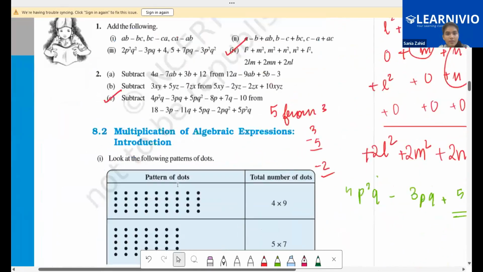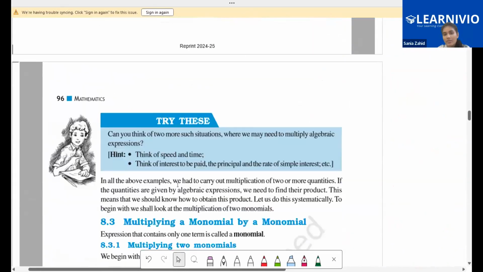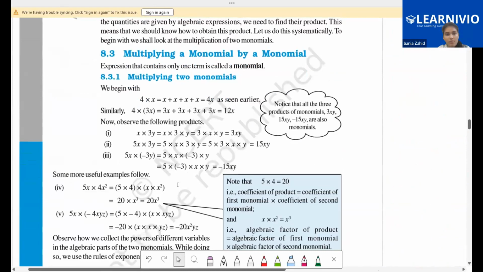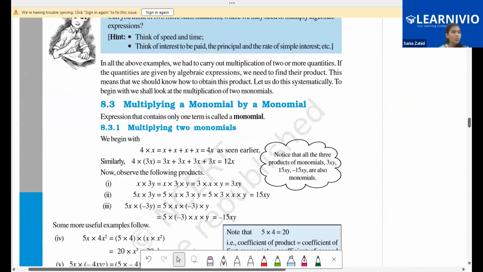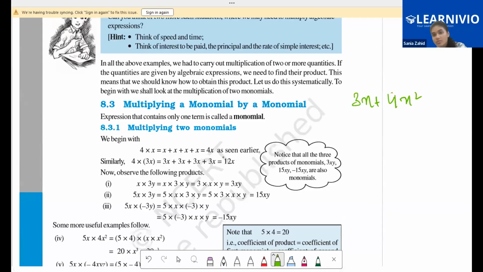Then, multiplication of algebraic expressions. Now, how are we supposed to multiply the expressions? See, the first one is multiplying a monomial with a monomial. Now, who will tell me, do you know the meaning of a monomial? An expression which has only one variable. So if I say 3x plus 4y plus 4x square, this has only one variable. Is it a monomial?